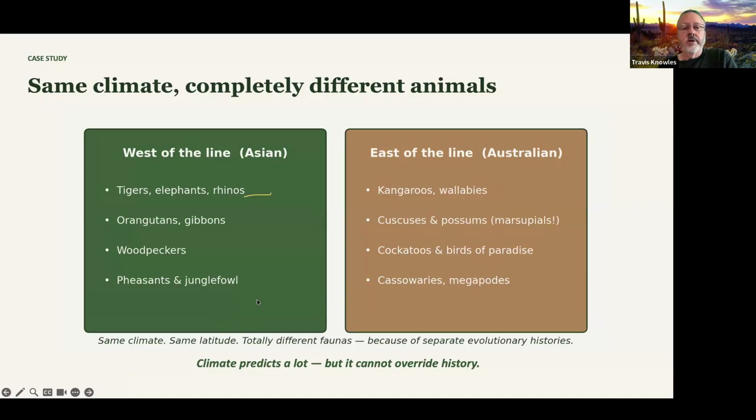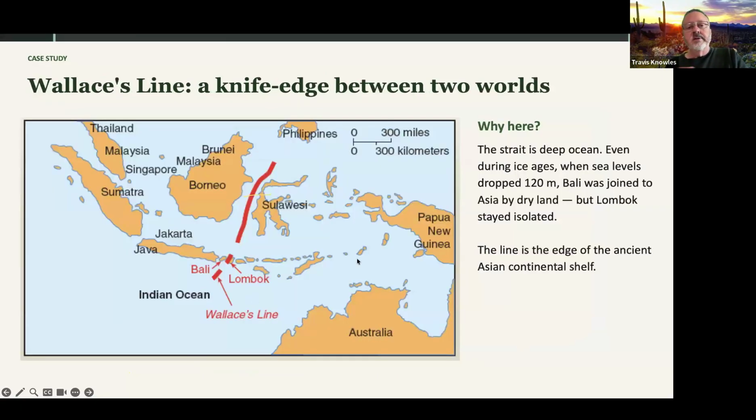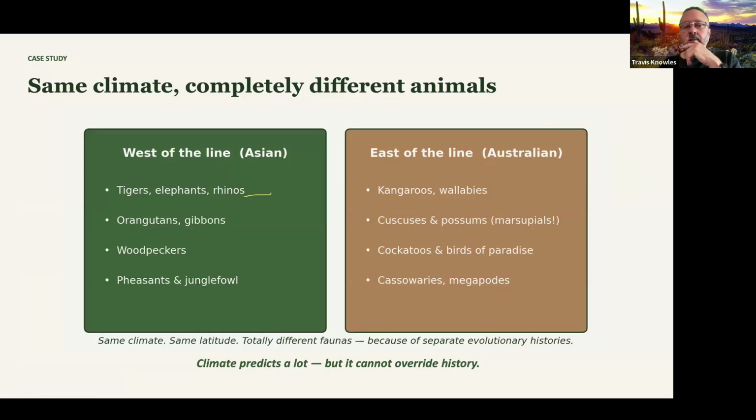And so the point here is, look at that map. Today, these islands are so close to each other that they have very similar climate, right? So the climate is almost identical. So climate is not what explains these differences. It is the deep time aspect that we're talking about, the movement of continents and separate evolutionary histories.